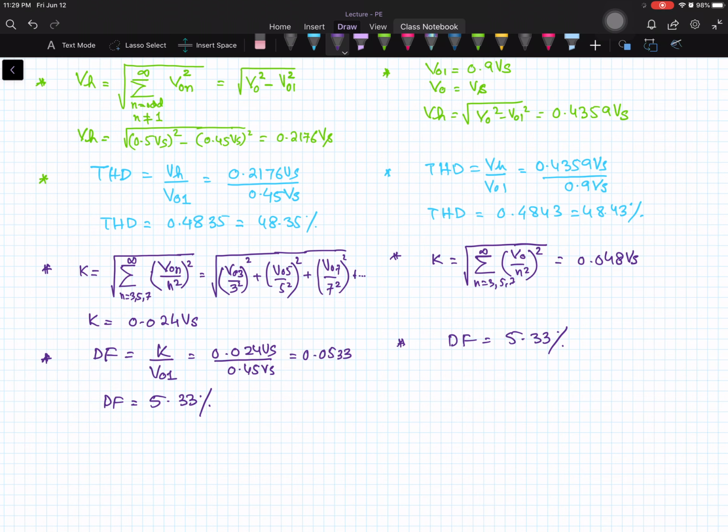So now let's look at the LOH, lowest order harmonic, and what is that? We have already discussed it in the previous video. The LOH is that harmonic component whose frequency is closest to the fundamental one and whose amplitude is greater than or equal to 3% of your fundamental component. So now let's calculate the LOH.